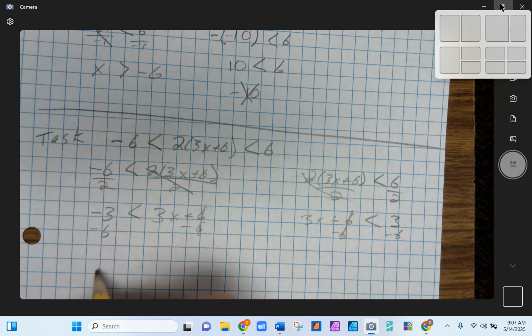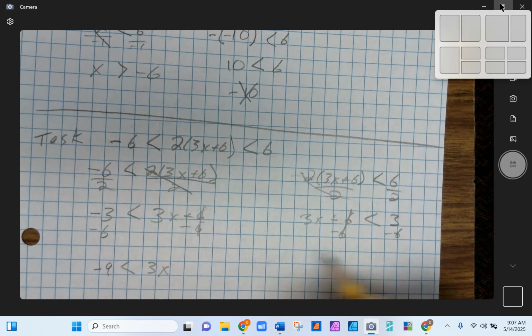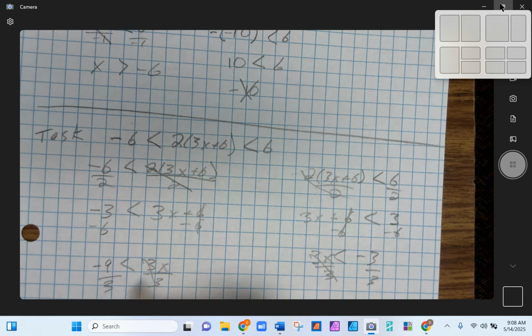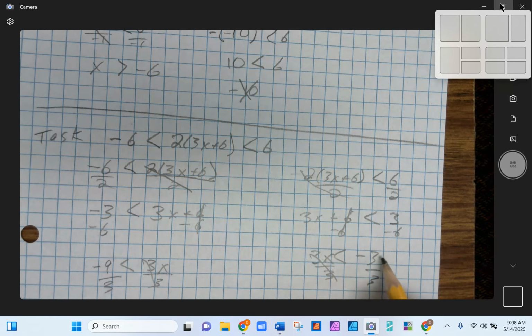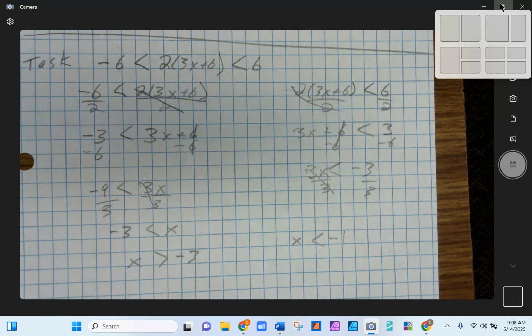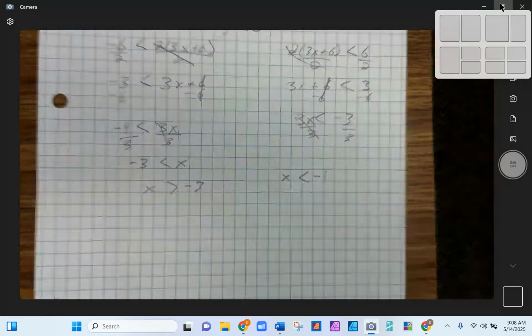We end up with negative 9 is less than 3x here, and we end up with 3x is less than 3 minus 6, which is negative 3. And then we'll divide by 3 on both sides, here and here, and we get negative 3 is less than x. I like to flip that around, and I'll say x is greater than negative 3, and then that's going to give us negative 1, so x is less than negative 1. So those are the answers to this compound inequality. I'm going to put this on a number line, and we'll see what this looks like.